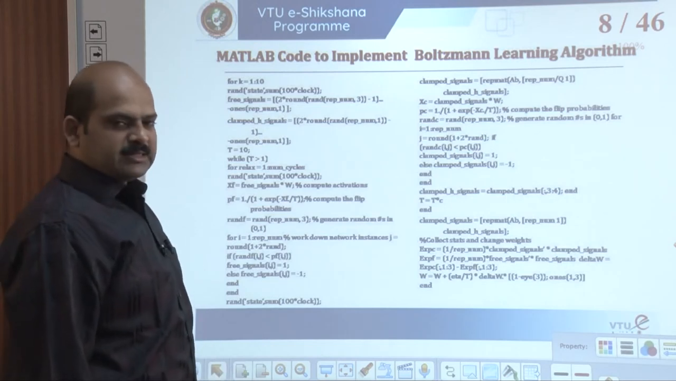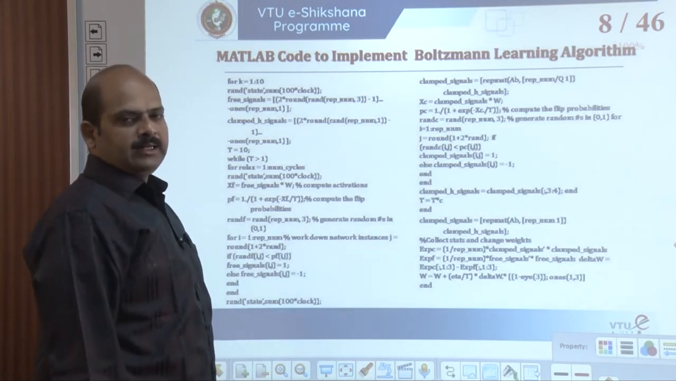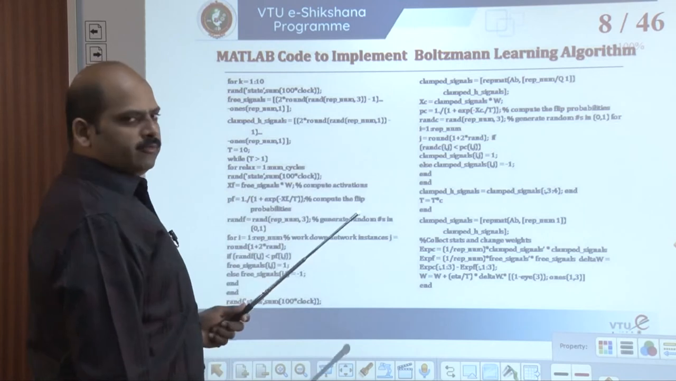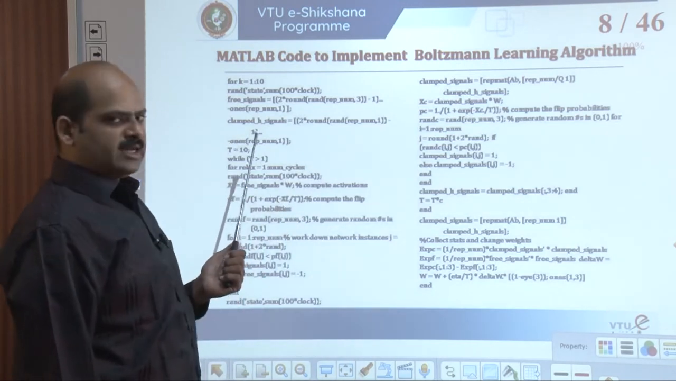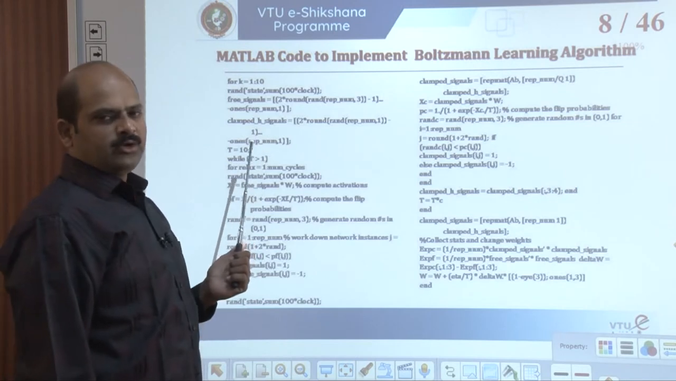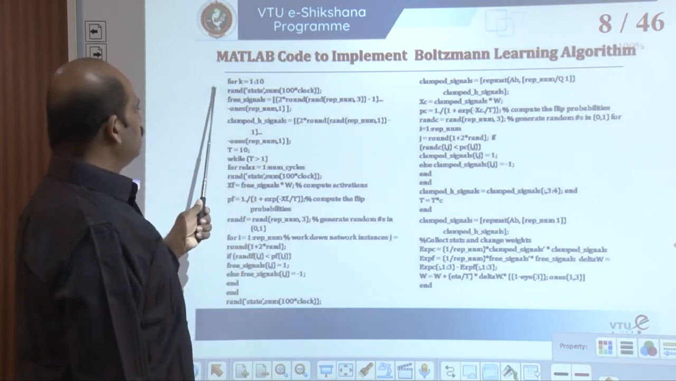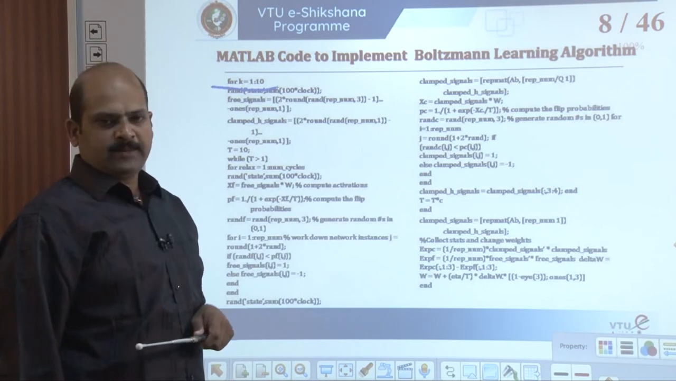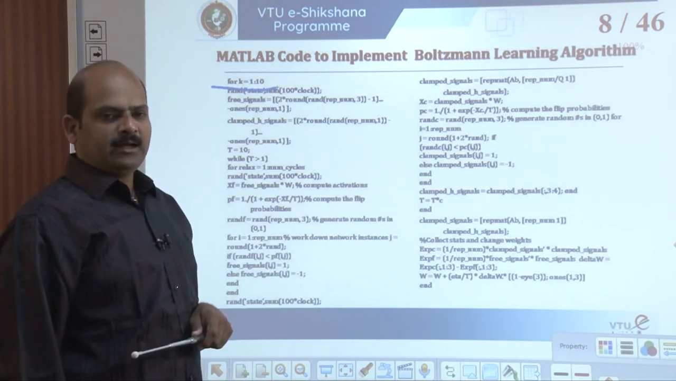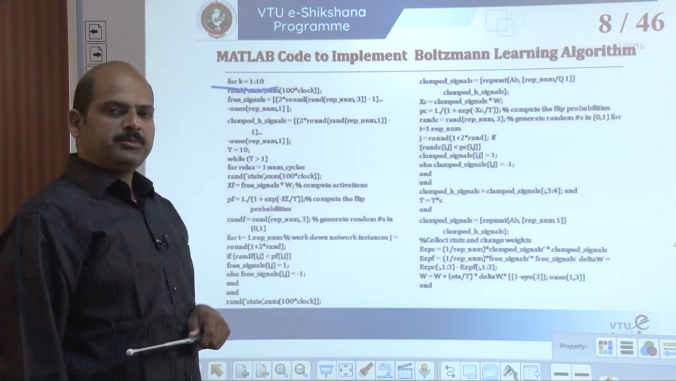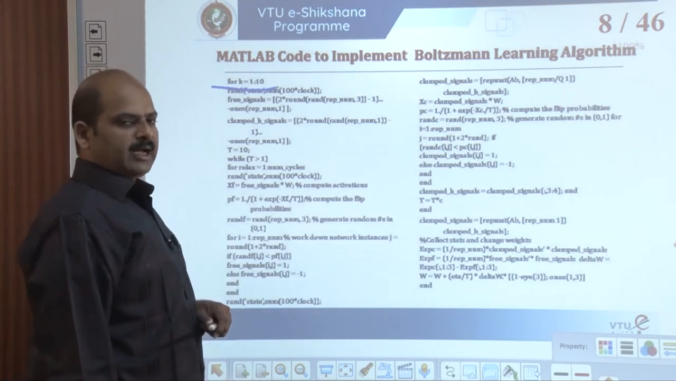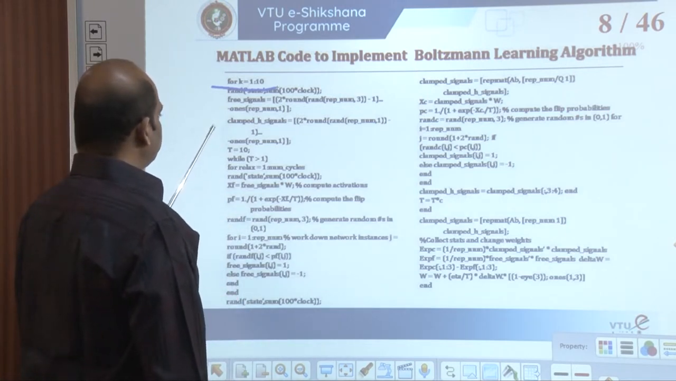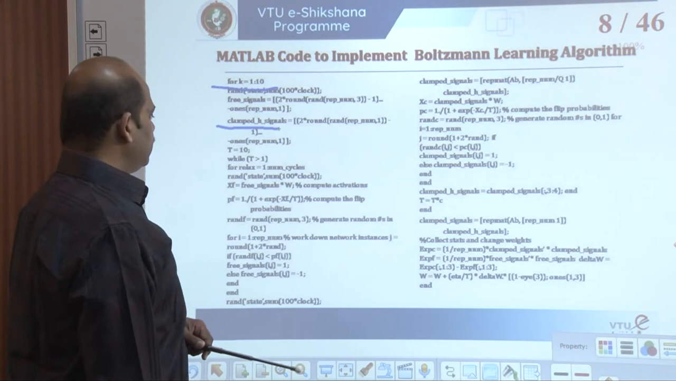Let me see about this Boltzmann learning algorithm, which is going to initialize the data. We take k equal to 1 to 10, the random state with the clock fixed, the free signals are taken into consideration, and the clamped H signals are highlighted. So initialization is made here. This is a clamped signal which is given here.